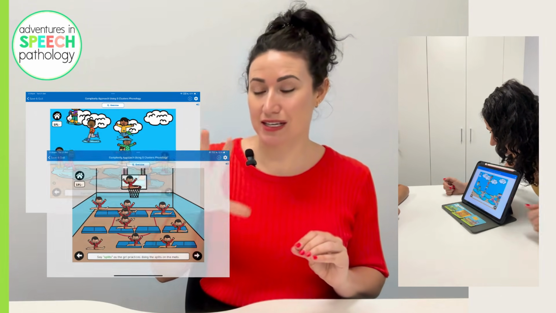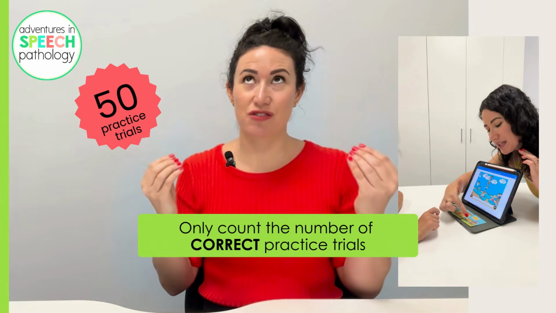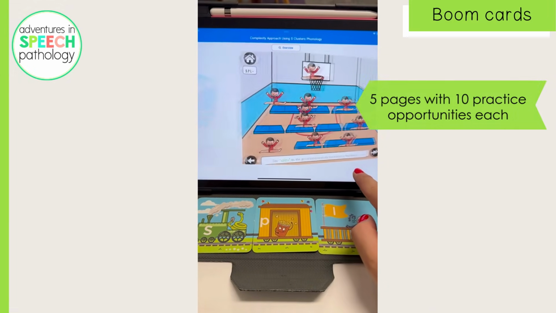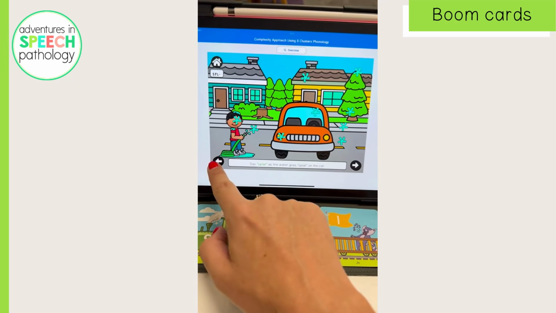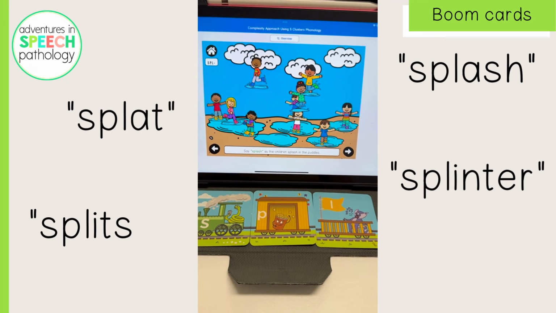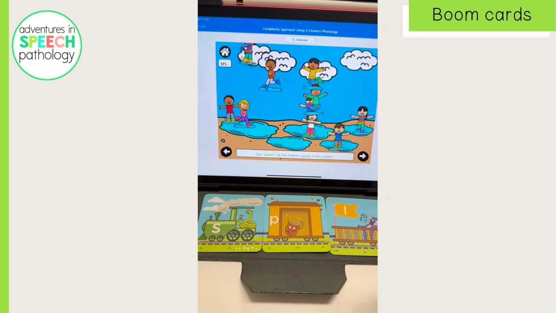And because this is a boom card deck that I created, I knew that there were 10 practice activities on every single page. And we went through 5 pages, so I knew that I was going to get 50 correct practice trials, because I count the number of correct practice trials that the child does. We did 5 pages of these, and each page has 10 opportunities of words. So the child would say splat or splinter or splits or splash. And then we had fun, like saying they're going to splash on each other's heads or splash in the clouds.